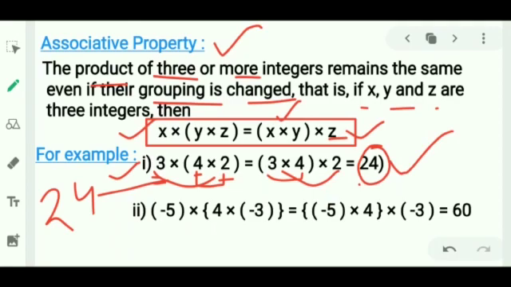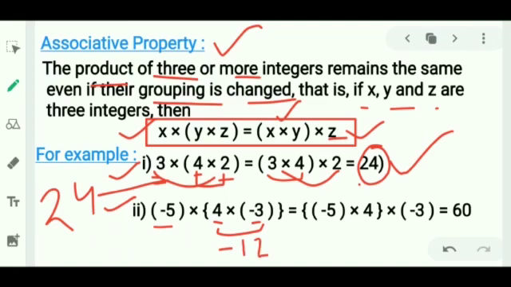Now again we have some integers. In the second example, we have -5, 4 and -3. So we group 4 and -3 together. We know that 4 threes are 12 and one minus sign is there, so it becomes -12.